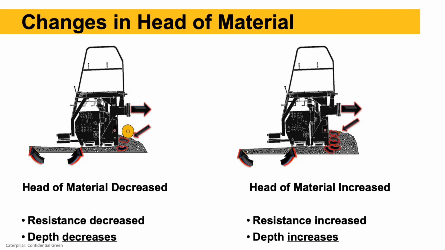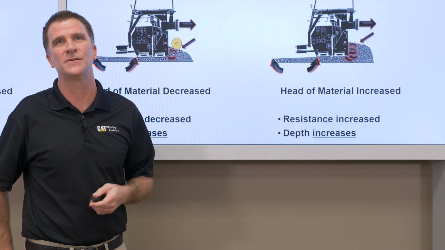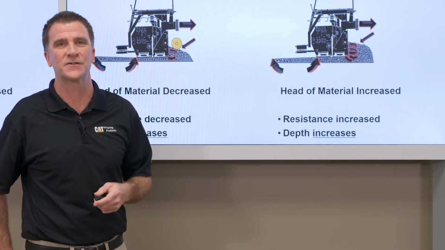So when that head of material drops, on the left side picture there, you can see a low head of material there. The resistance on the screed decreases, and our depth of the mat, or mat thickness, is going to decrease. If we overload that screed and put too much mix back there, which commonly happens when we use the manual overrides on the paver and jam a lot of mix back there all at once, there's a lot of resistance there on the screed. That screed, again, because it's free floating, wants to rise up or get thicker. So changes in head of material will affect our mat thickness and how that screed rides.